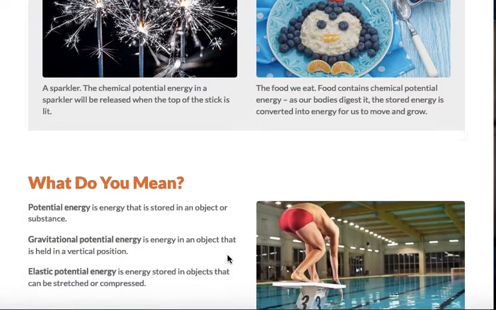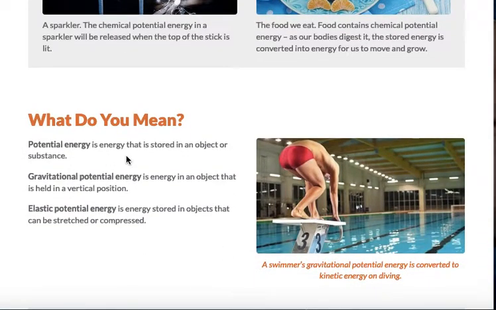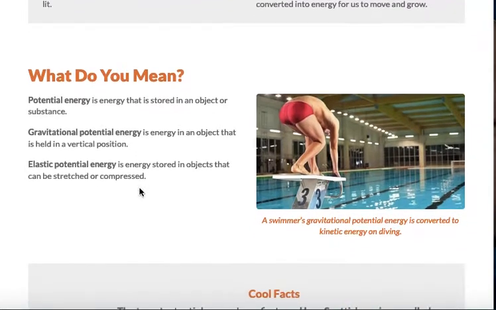What do you mean? Potential energy is energy that is stored in an object or a substance. Gravitational potential energy is energy in an object that is held in a vertical position, and elastic potential energy is stored in objects that can be stretched or compressed.